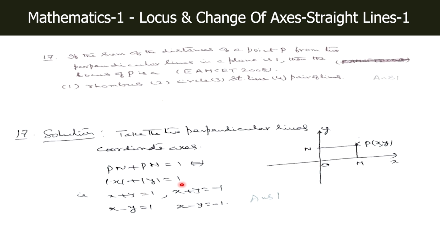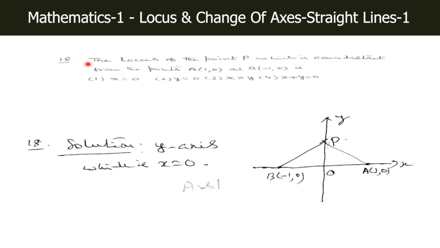equal to 1. That means x plus y is equal to 1, x plus y is equal to minus 1, x minus y is equal to 1, x minus y is equal to minus 1. So, these lines form a rhombus whose diagonals are these x and y axes. So, the answer is number 1. So, question number 18.